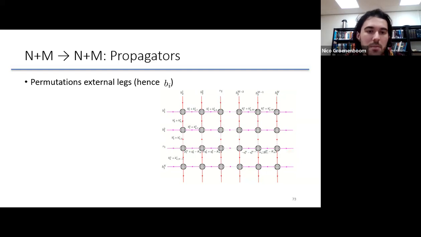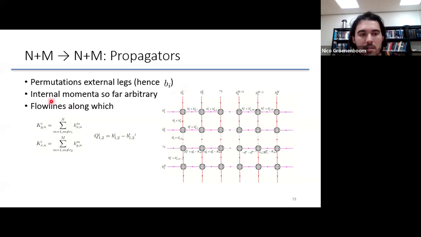So to keep the calculation general, we want to allow for any permutation over the external legs. This is why there is the B notation. So originally we had the external legs with some P1, P2, and the B1, B2 set is essentially a permuted set of the original one to allow us to keep track of the permutation. And the internal momenta are so far arbitrary and just added on top of the different momenta of the scalar.